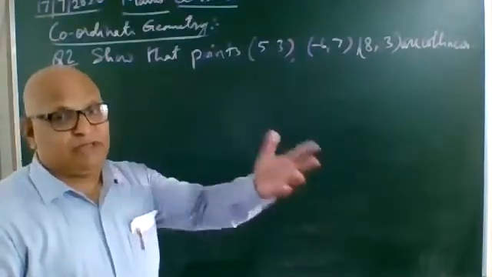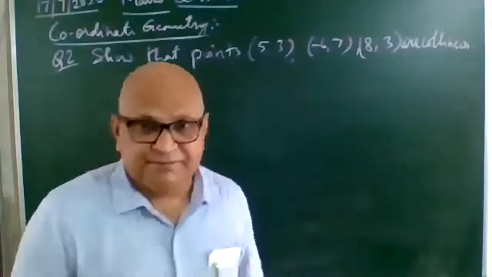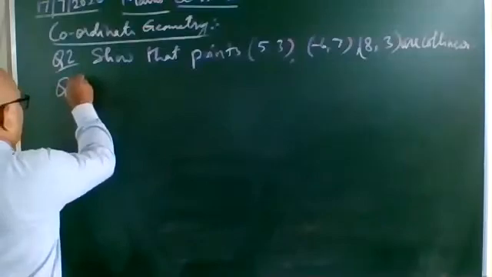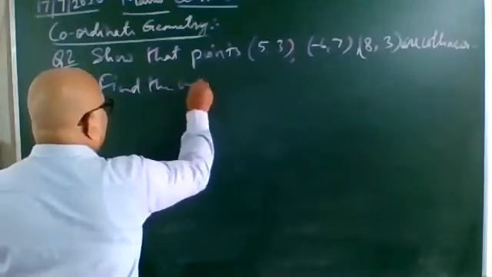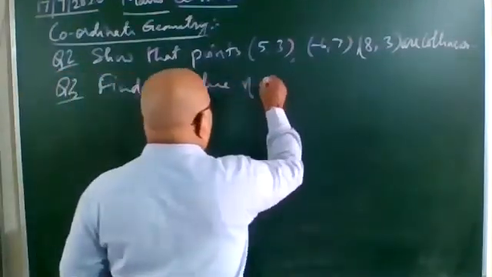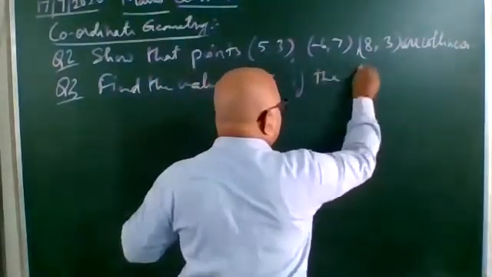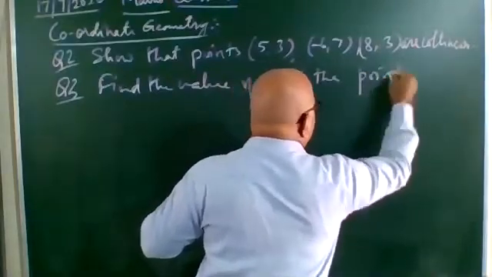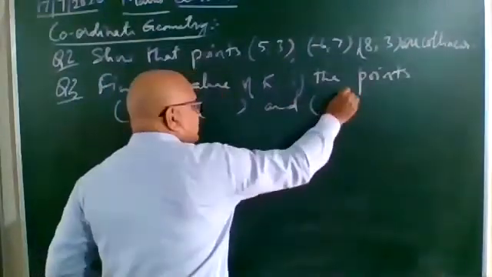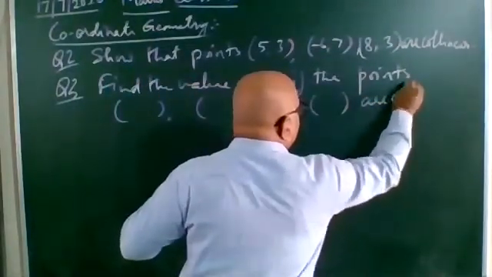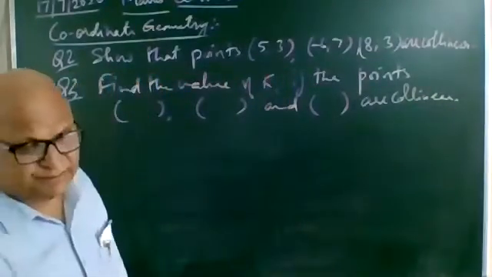Now after that, one question was asked in the exam: find the value of k, that is, 3. Find the value of k if the points (dash) and (dash) are collinear. This question was asked after that.